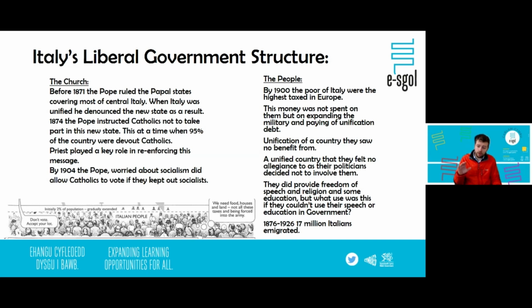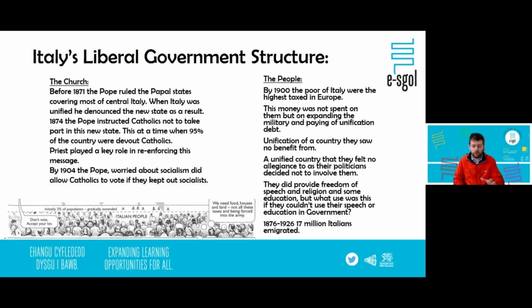And the people, well, by 1900, the poor of Italy were the highest taxed in Europe, as I said. The money wasn't spent on them, but on expanding the military, paying off that unification debt. A unification that they didn't see benefits from. They did provide freedom of speech, religion, some education, but what was the point in freedom of speech? What was the point in education if you couldn't use it to influence the government, if you couldn't use it for your vote?